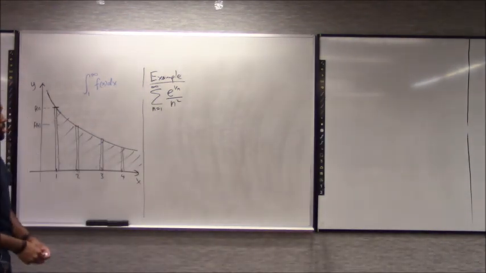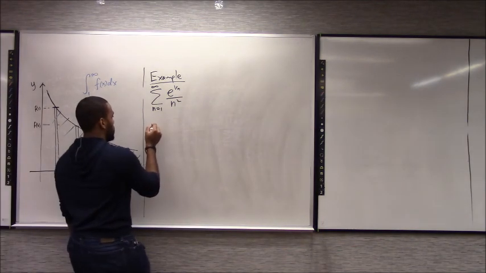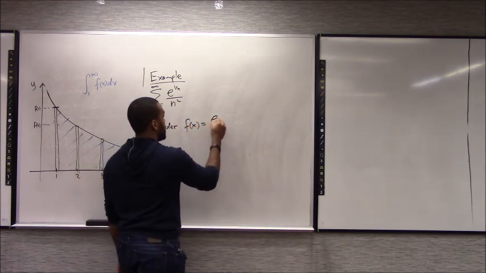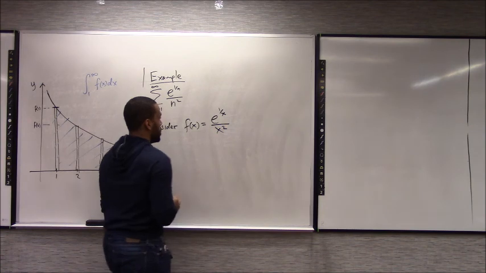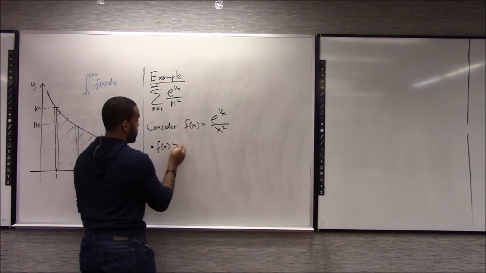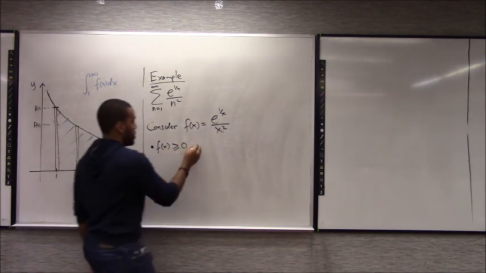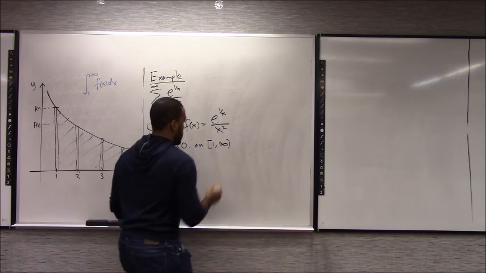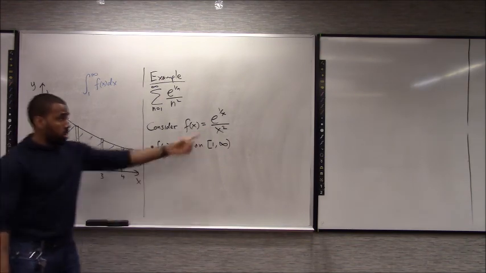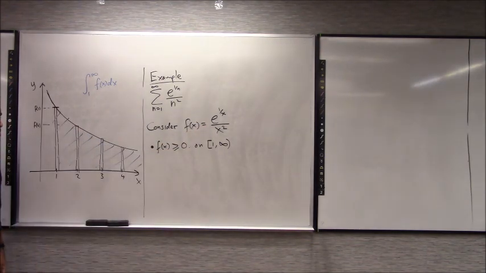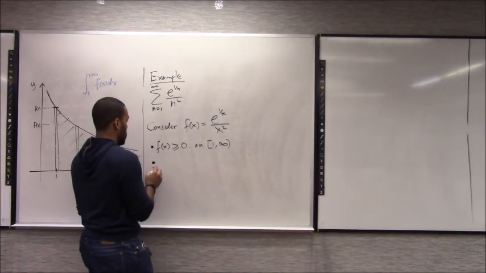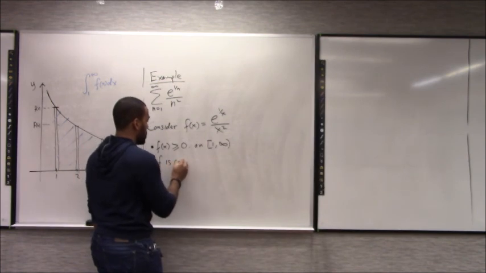Now, one thing you can notice is that you can consider the function f of x equals e to the 1 over x squared. One thing you'll notice is that f of x is always going to be non-negative on that interval, on 1 to infinity. Your exponential is never going to output a negative number, and x squared is never going to output a negative number. So you're always going to have a positive number divided by a positive number. So that's true. Two, another thing, f is continuous on this interval.